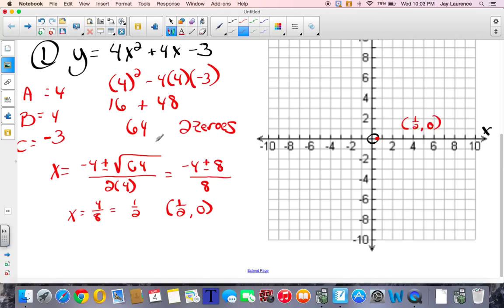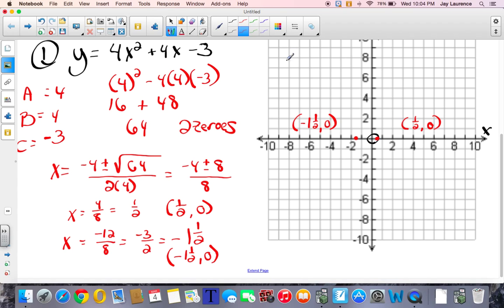Okay. Second zero. X equals negative 4 minus 8, which is negative 12 over 8. Simplify, always simplify, which equals negative 1 and a half. So second zero at negative 1 and a half, 0. Right about there. Better label. You heard that, Colin? You label. Yes, label. Caitlin, label.